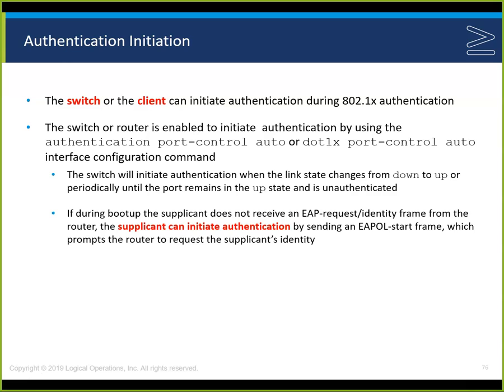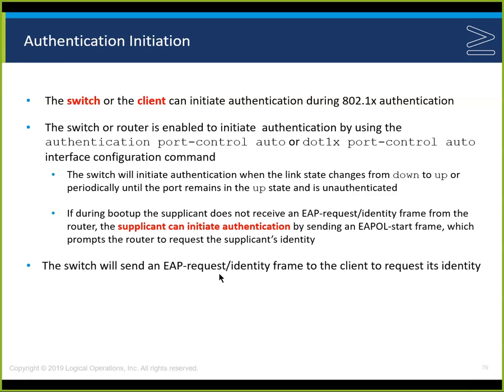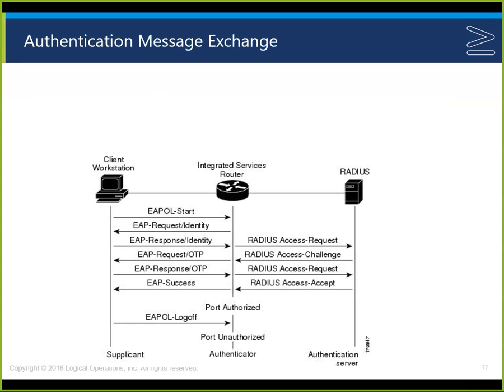The switch will initiate authentication when the link changes from down to up. That's when it's going to ask. If during the boot up the supplicant does not receive the EAP request, then it can initiate the authentication. What it does is say, hey, wake up, send me a request for identity. It sends a start frame if it needs to initiate it. The switch will then send the request, the EAP request identity. The client will respond with an EAP response identity frame.